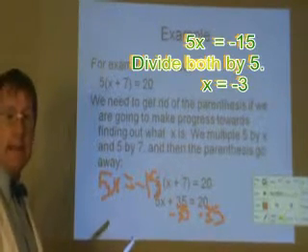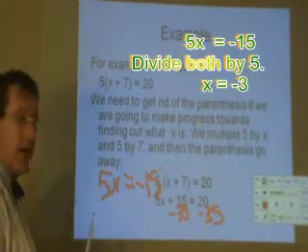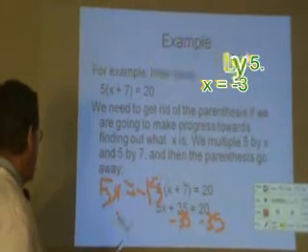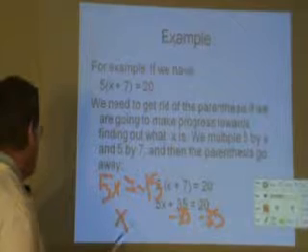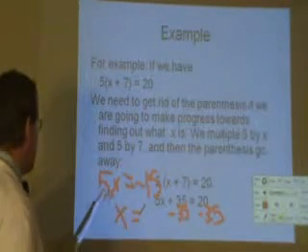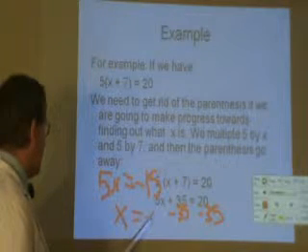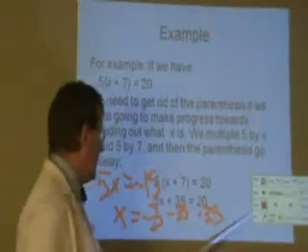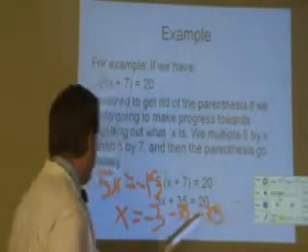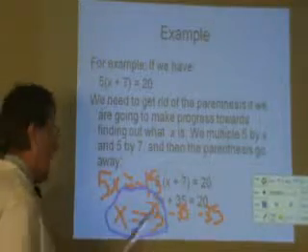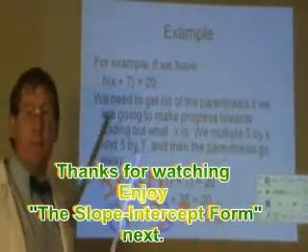Now in order to get x by itself, I would have to divide by 5 on both sides. That would give me x equal to negative 15 divided by a positive 5 is negative 3. So you see, in this way, we can get to a final answer. And we're only able to do that through the distributive property.